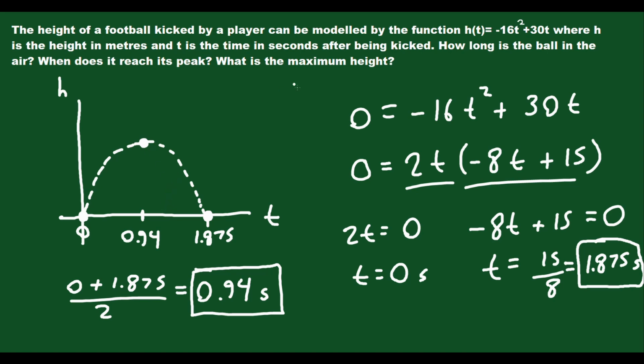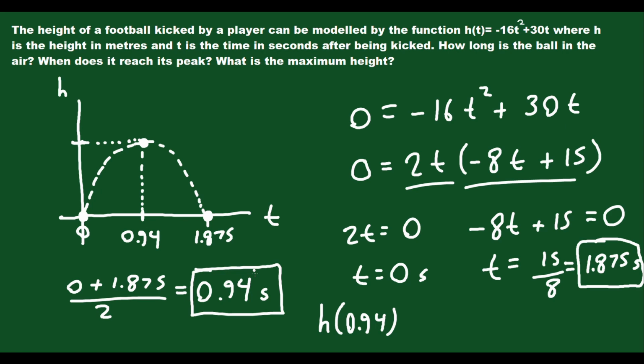And now the next part says, what is the maximum height? Okay, so I know when the maximum height happens, it's at 0.94 seconds. Now I just have to find the h component of that point. I have to find this height. To do that, all you have to do is plug 0.94 seconds into your original equation. You do h(0.94).